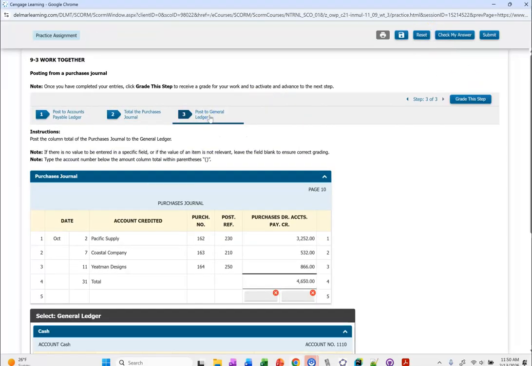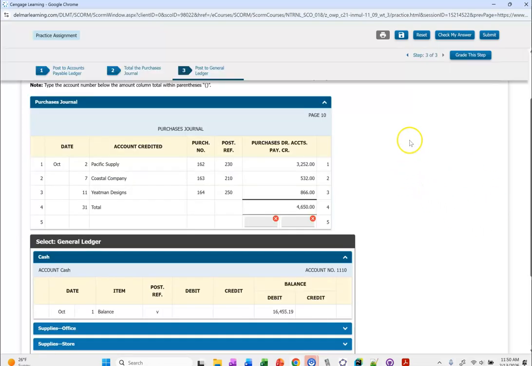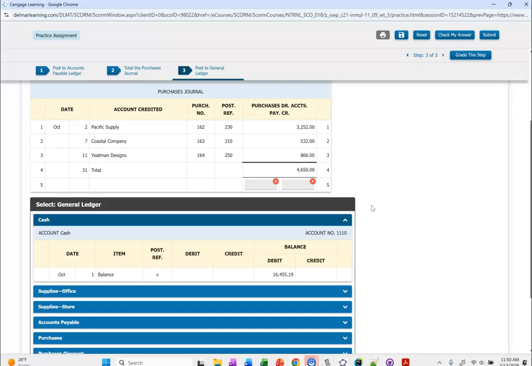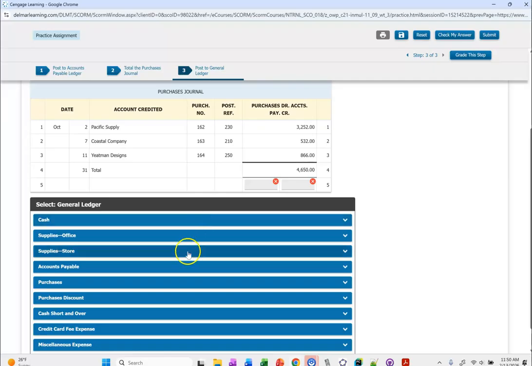And now post to the ledger. So my last thing I need to do is I post this total 2 places. It goes to the purchases ledger and the accounts payable ledger.